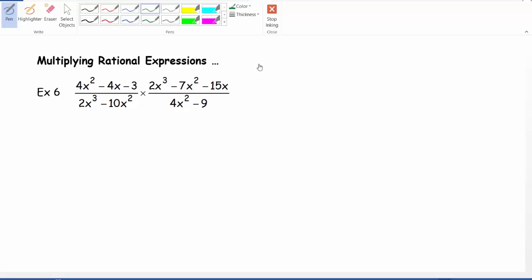Here we are at our example 6 from our 8.4 notes. We're asked to multiply the following rational expression. Now, in looking at this, what we're going to go ahead and do first is factor this top left piece. We're going to factor out everything, but we'll start off with this top left item.